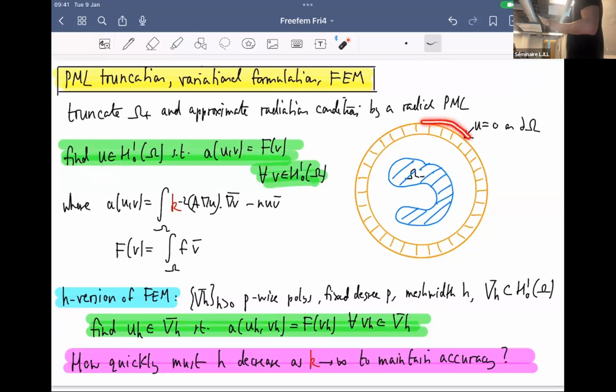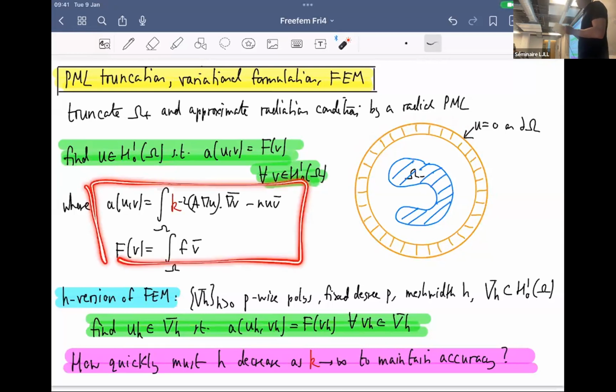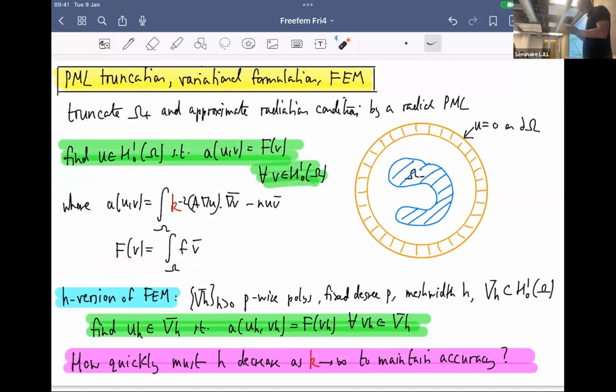There's a Dirichlet boundary condition on the outside of this PML, and that means my problem is now posed in the space H01. And here's my Helmholtz variational form, which I get by multiplying the Helmholtz PDE, with the variable coefficients due to the PML, by a test function and integrating by parts. So that's the variational formulation.